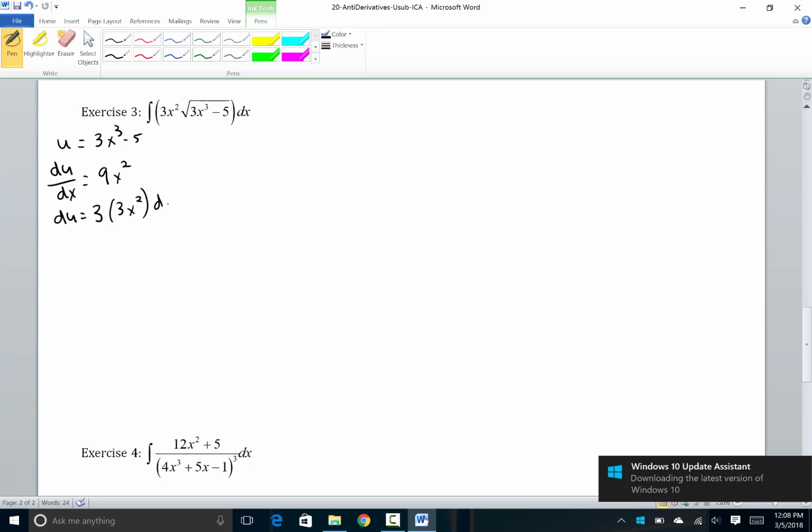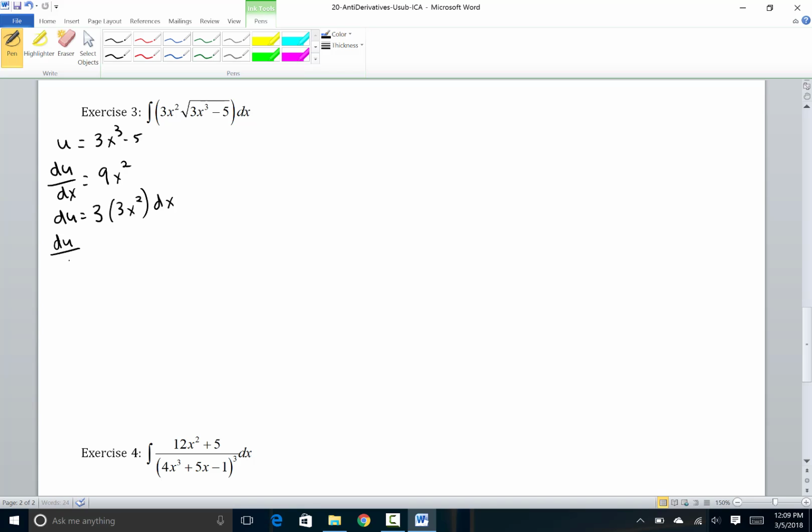where are we? We can look at just what's in the original. So I've got 3x squared in the original. So if I factor out a 3, then I can do this. But this is a choice. So if you just want to deal with the divide by 9, that's fine.